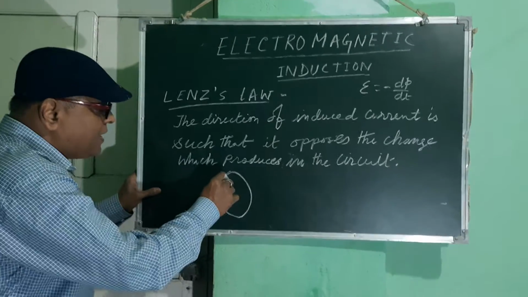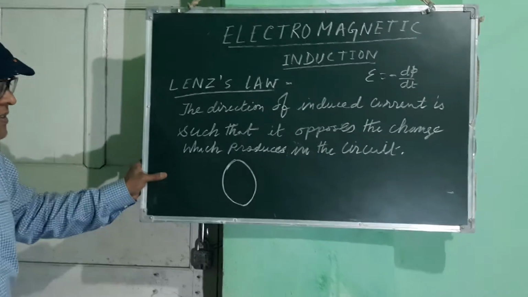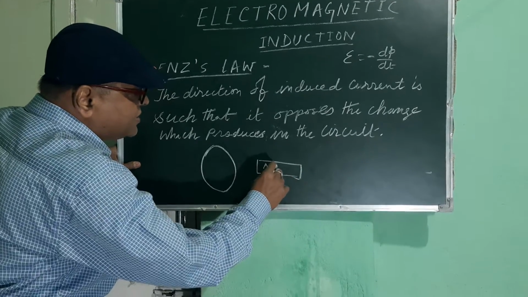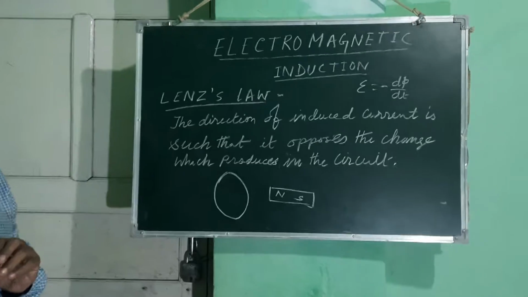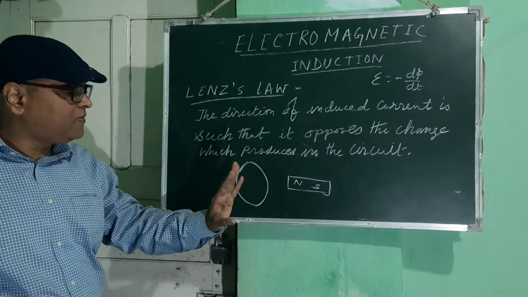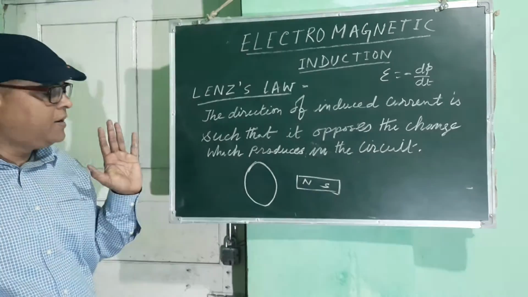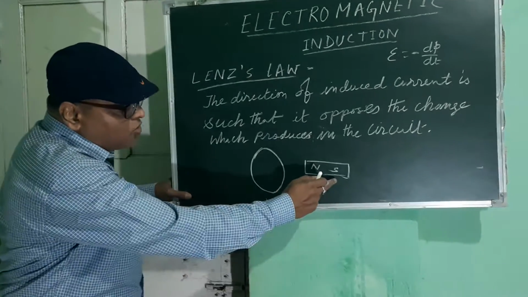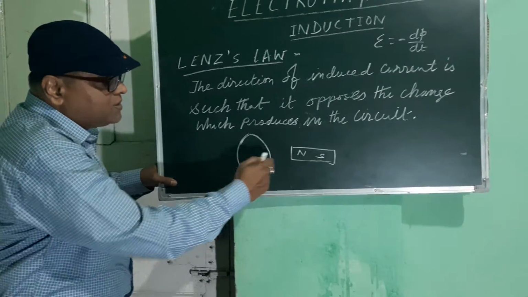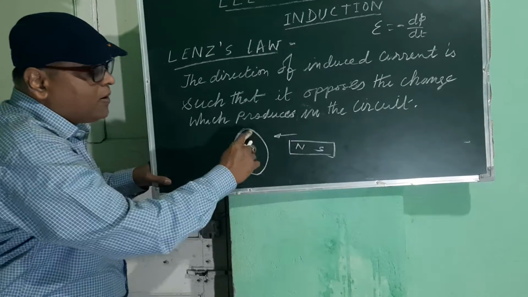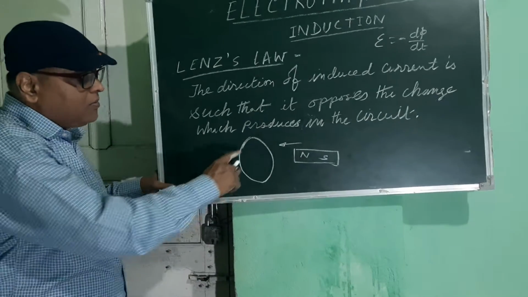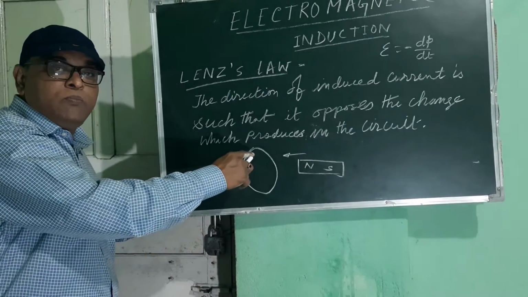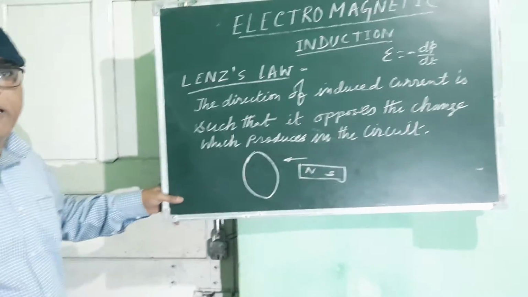For example, there is one loop. Here the loop is present. Now, here the north and south pole are present. If there is no relative motion between them, then no current will be produced. As soon as the north pole is coming towards the coil, then the current will be produced. Now, what will be the direction of the current?